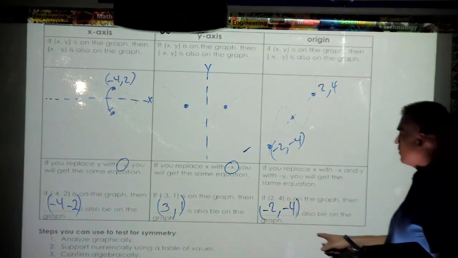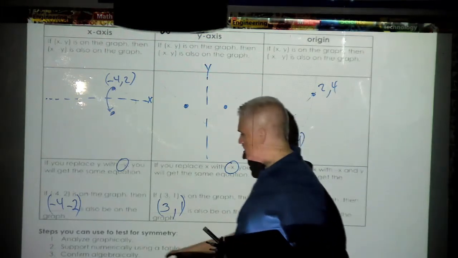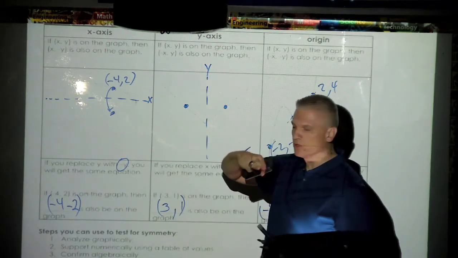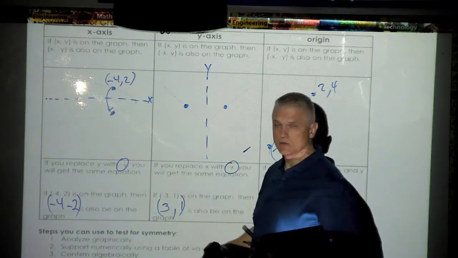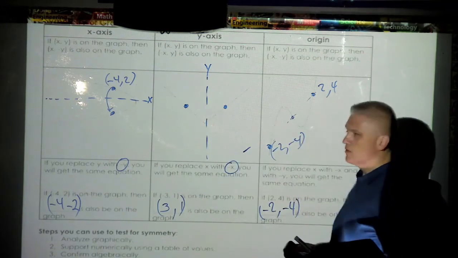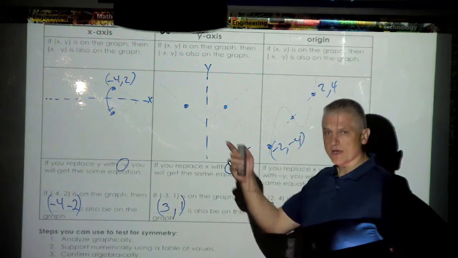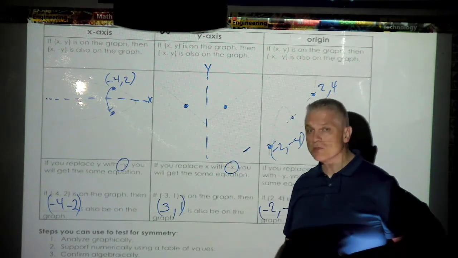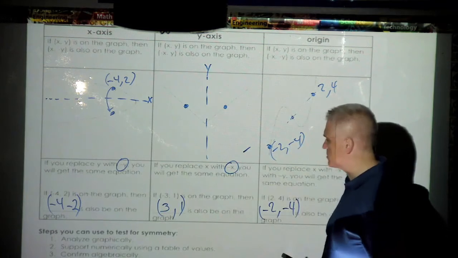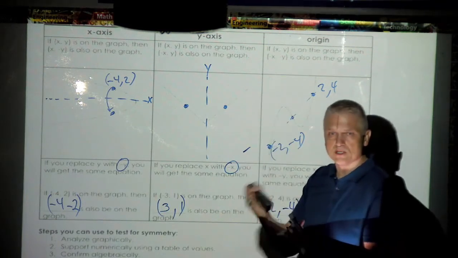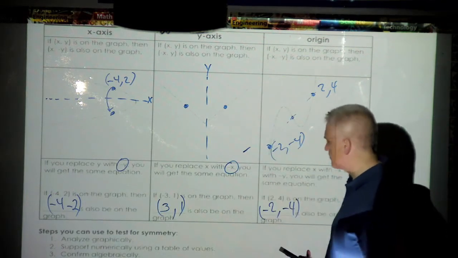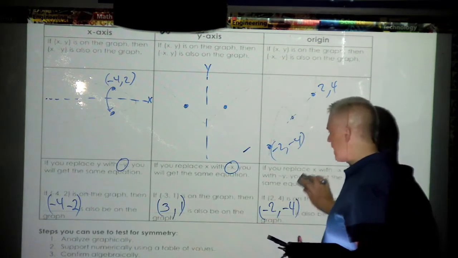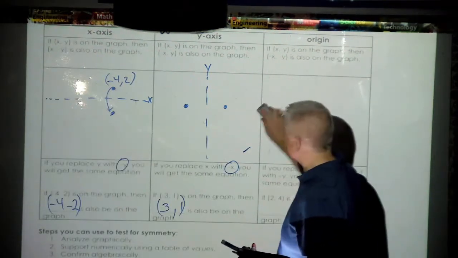All right, so testing for symmetry. You can look at the graph, see if it has line symmetry that's horizontal or vertical. The origin one's a little trickier because you have to test for the equidistant 180-degree points. It's very doable, but it's just a little more difficult than simply folding something over a line for the first two. Support it numerically using a table of values, which we'll look at in a second.